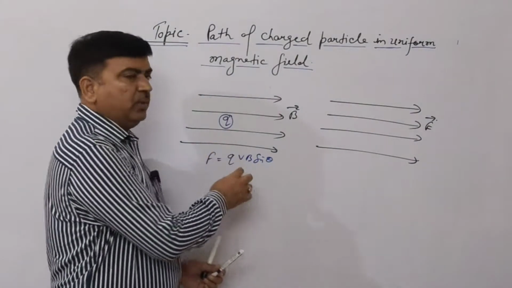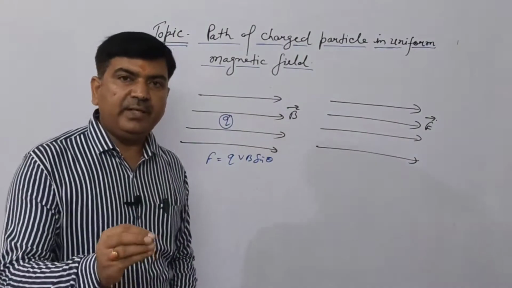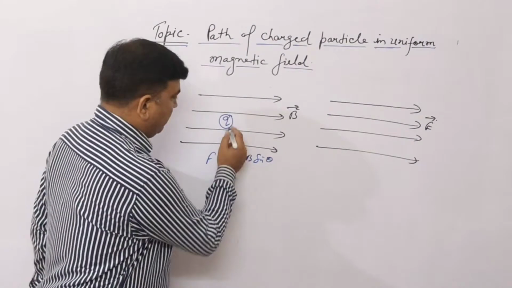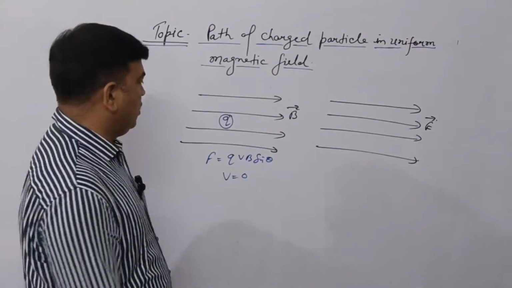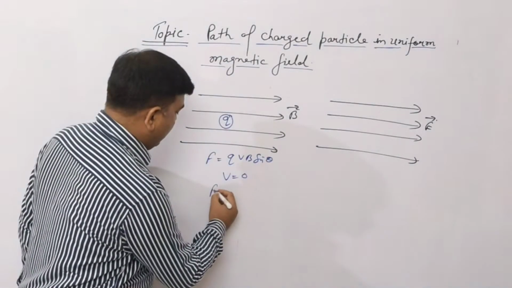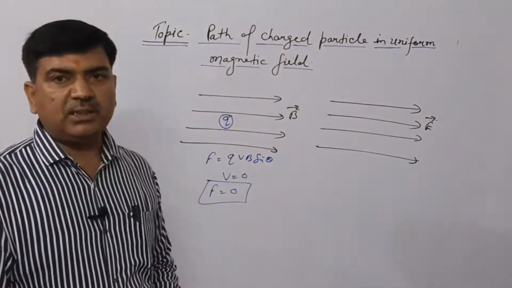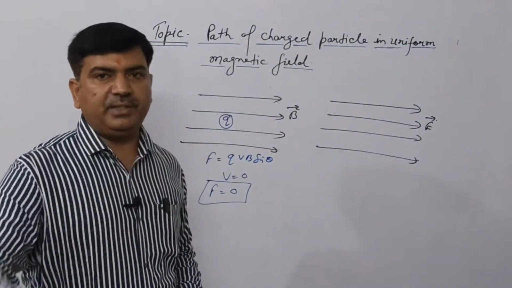So in this case, the charged particle is only kept in this magnetic field. It is freely dropped in this magnetic field. So in this condition, the velocity of the charged particle is 0. If the velocity of the charged particle is 0, if v is 0, then F equal to 0. That means no force is acting on the charged particle. That means the charged particle is stationary at the same point.